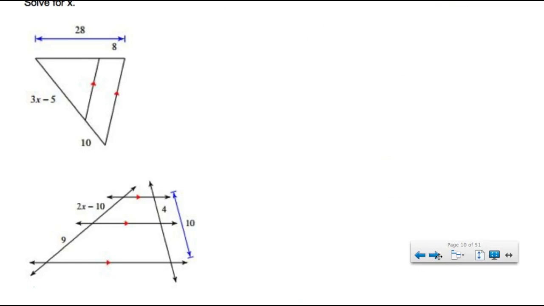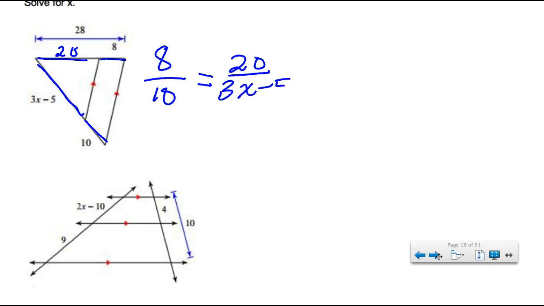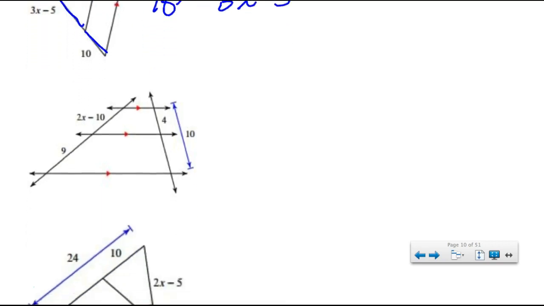So same here. We're just going to set this up that this is to this. 8 is to 10 as this, which isn't 28, it will be 20. 20 is to 3x minus 5. And then again, we'd set our cross products equal and solve for x. And I'm going to have you pause the video and do that on your own.